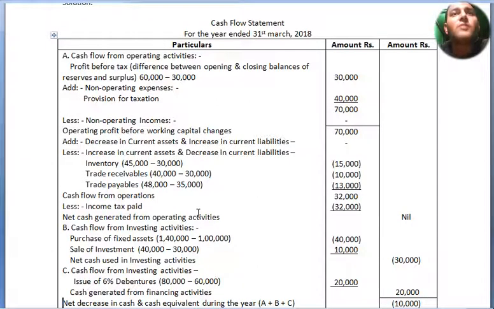Now cash flow from financing activities. I have to change this one. Cash flow from financing activities.